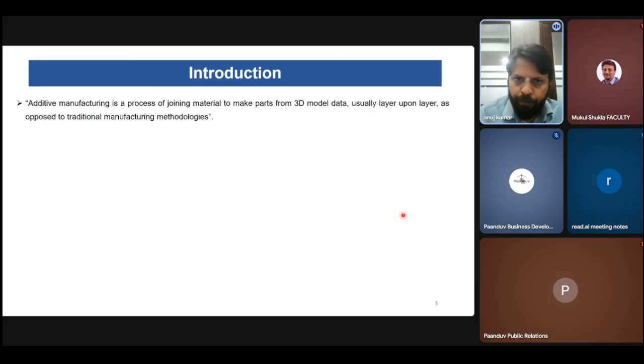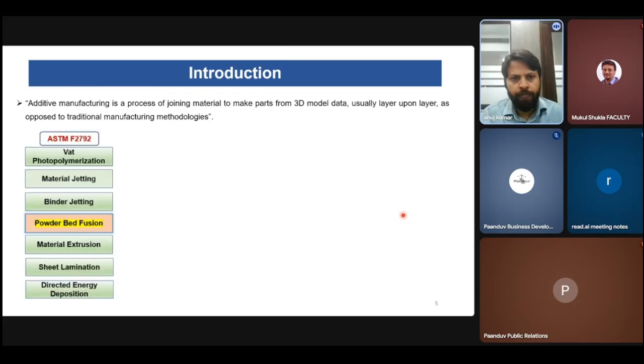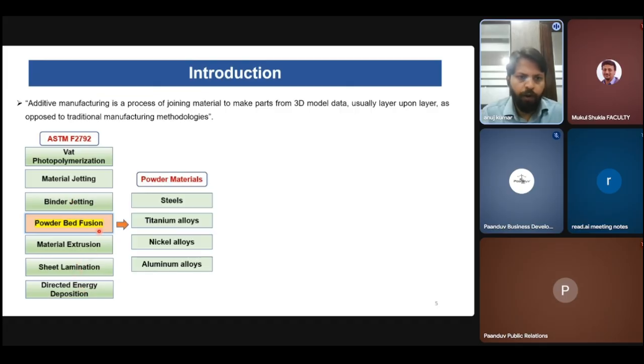And just to introduce a bit of LPBF: additive manufacturing, as per the standard definition, is the process of joining materials to make parts from 3D model data. We start with the 3D model data, usually layer upon layer, as opposed to traditional manufacturing, which is known as conventional. As per standards, we have vat photopolymerization, material jetting, binder jetting, material extrusion, sheet lamination, directed energy deposition or DED, and powder bed fusion, which we are going to discuss more. This talk is focused on powder bed fusion, and we have different metallic powders. We can use steels, titanium alloys, nickel alloys, aluminum alloys as per the desired applications.